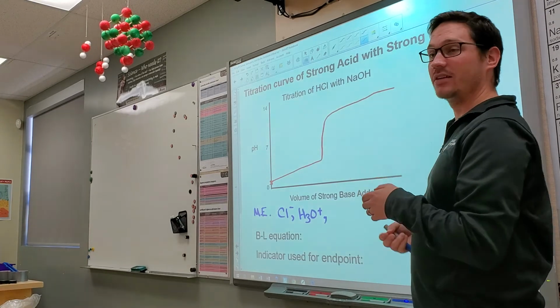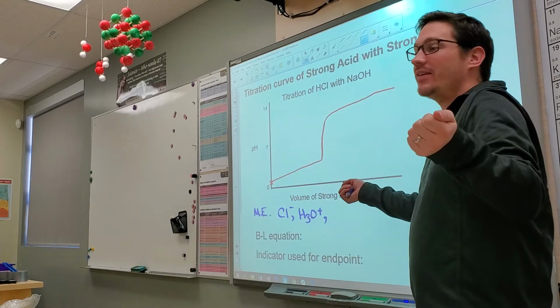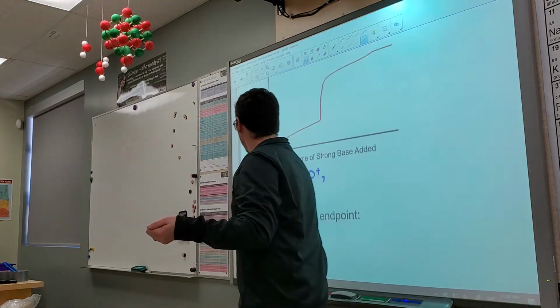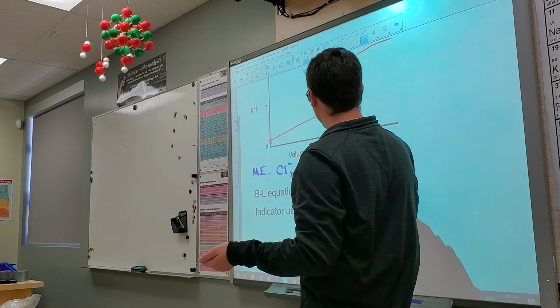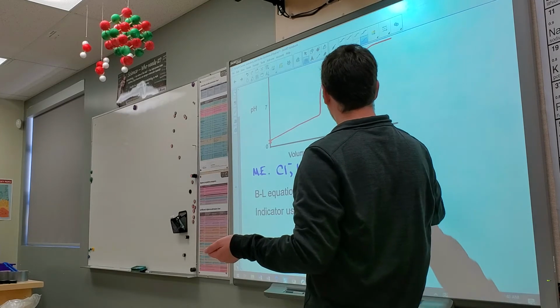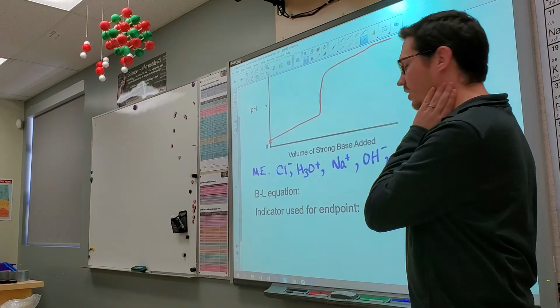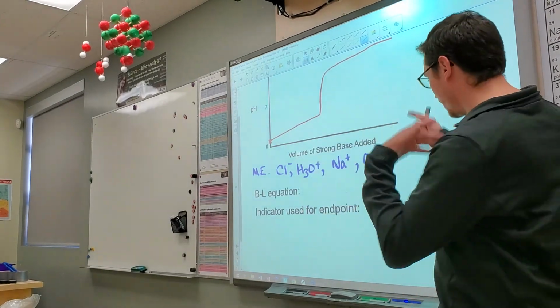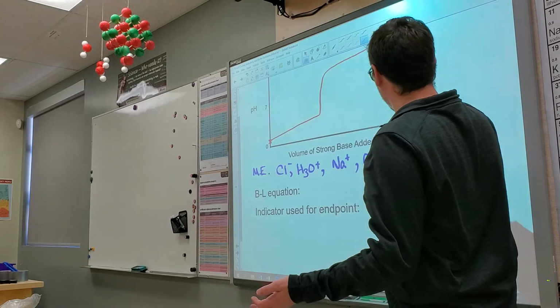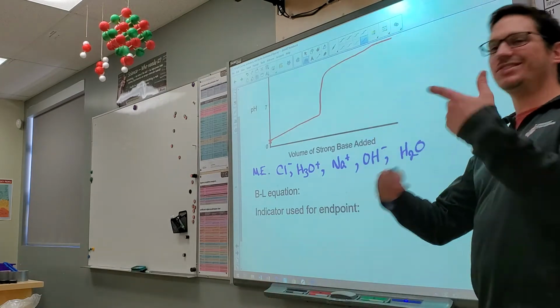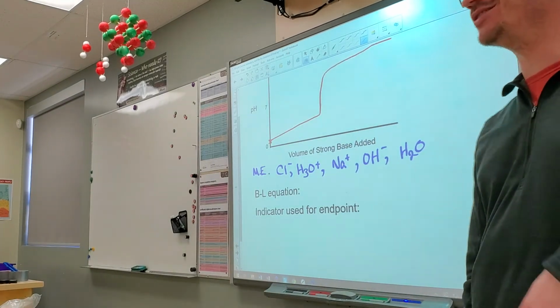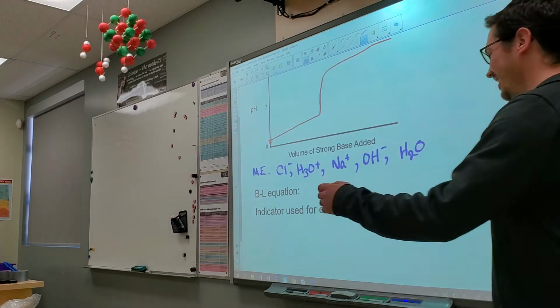It's ionic, and it's split up. We don't have NaOH, but what do we have? We've got sodium ions and hydroxide ions. Because it's ionic and they split up, we've got those. Okay, all right, and we also have water. So what's the strongest acid and what's the strongest base here? Jaden.